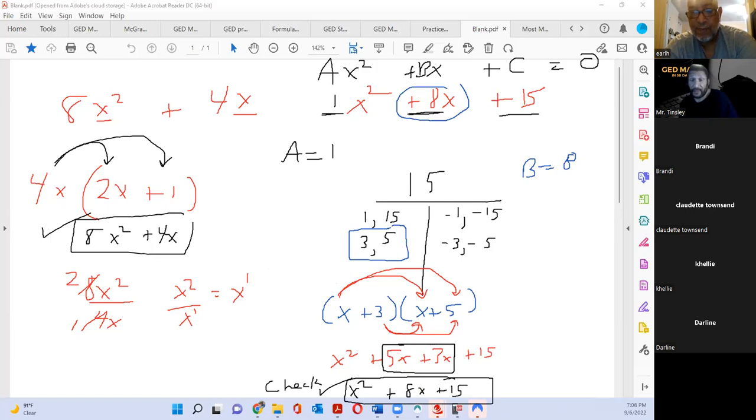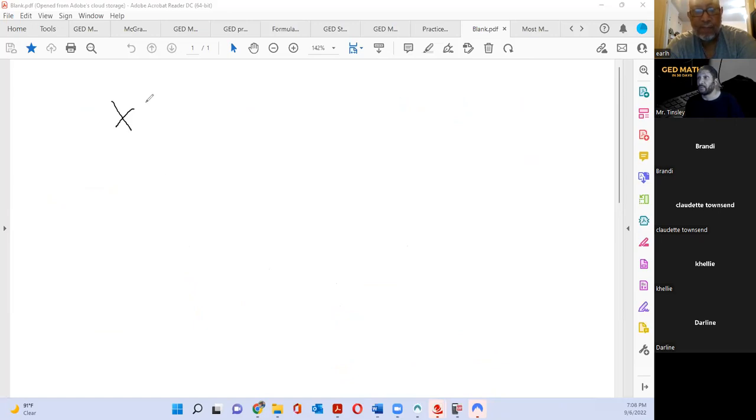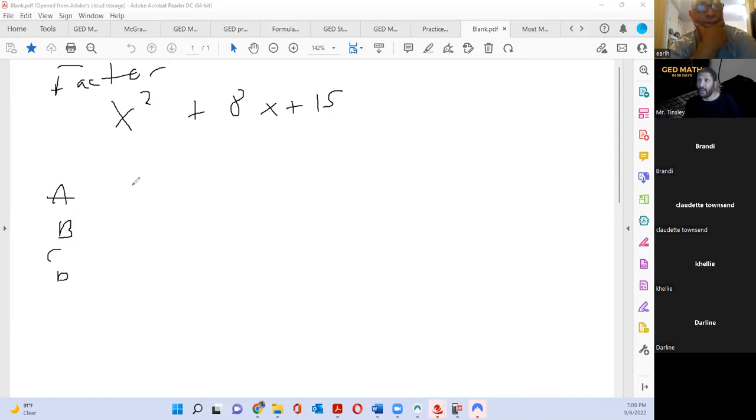Factor a quadratic equation. Now, this is the problem: x squared plus 8x plus 15. What they're going to give you is the factors. When a is not 1, though it is in this case, they're going to give you choices A, B, C, D. So they're going to have x plus 3, x minus 5.